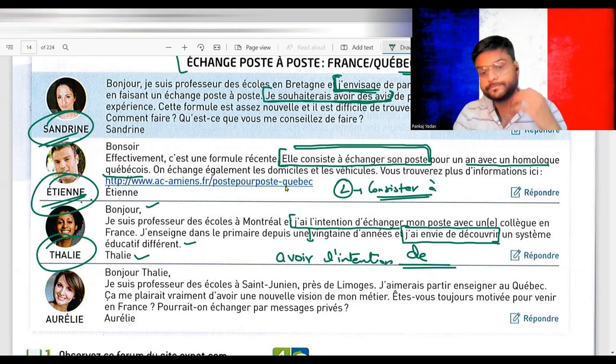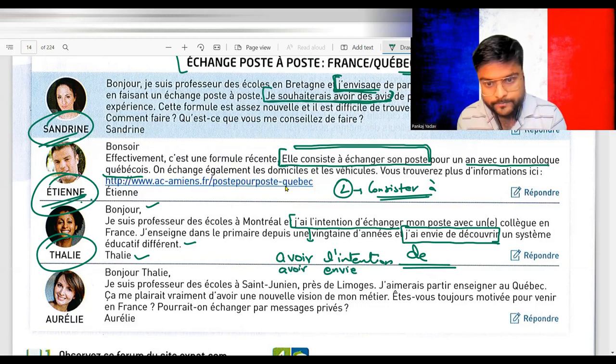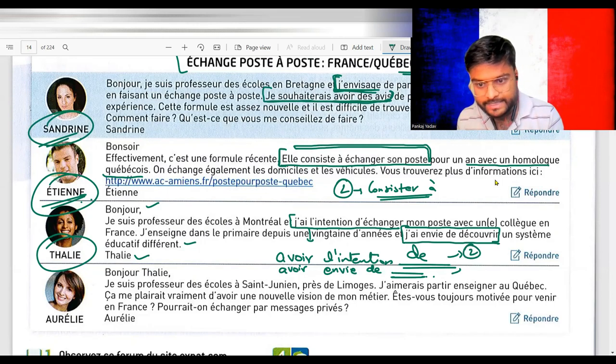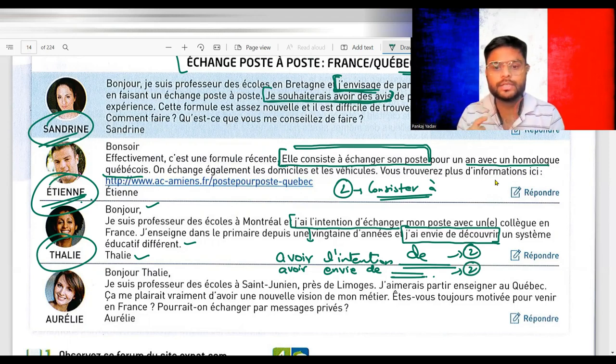Tali. Now, there are two structures: avoir l'intention de and avoir envie de. All right. Now, these are two different structures and I want you to make two sentences with these two phrases or structures.